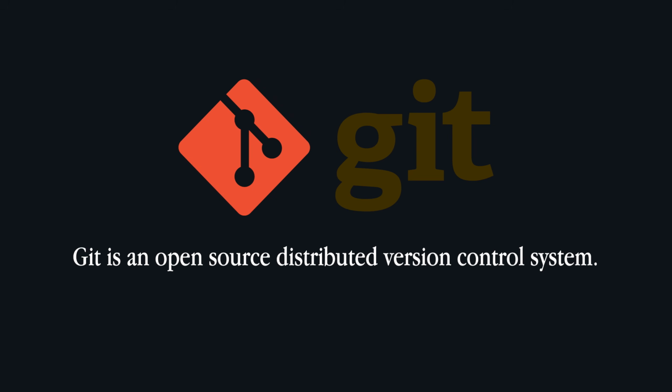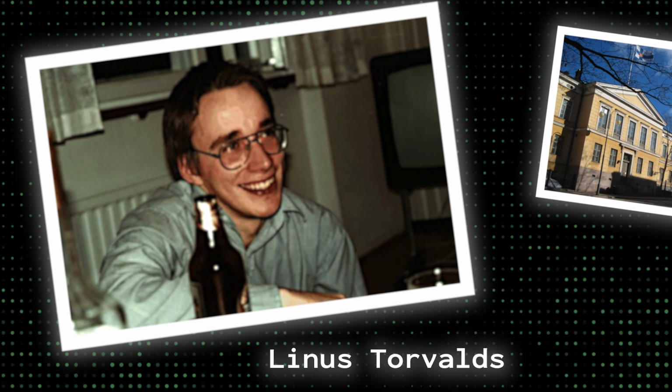Welcome back. So this is more or less a crash course in Git. Arguably one of the most important tools, or most used tools, we use as software engineers. It's an open source distributed version control system. And fun fact, it was developed by the same guy who created the Linux kernel, Linus Torvalds.